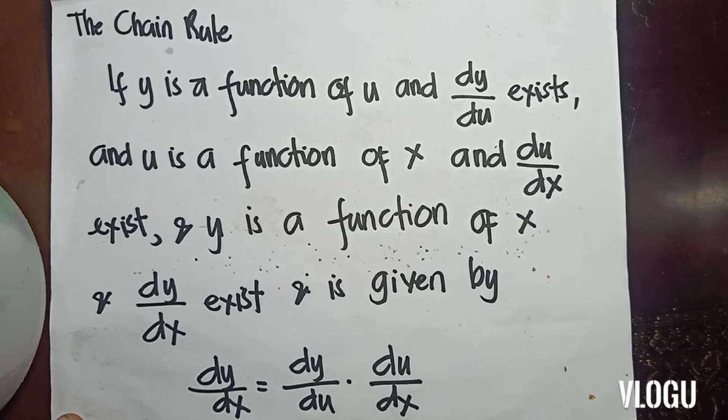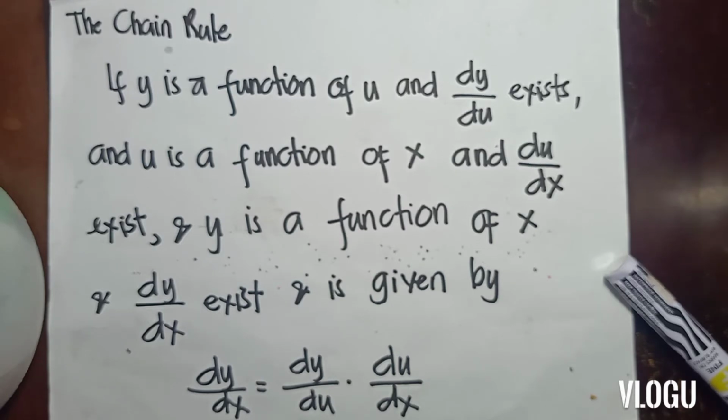Okay, so our lesson is on the chain rule. If y is a function of u and dy/du exists, and u is a function of x and du/dx exists, and y is a function of x and dy/dx exists, then it is given by dy/dx equals dy/du times du/dx.